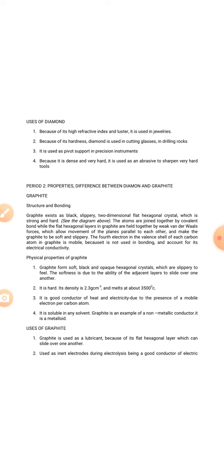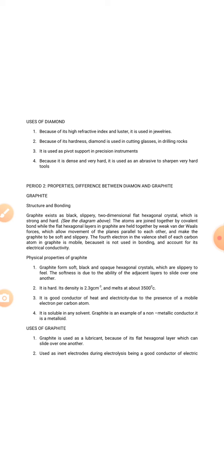Then number 2, it is hard. Number 3, it is a good conductor of heat and electricity due to the presence of a mobile electron per carbon atom. Now, in diamond, there is no mobile electron. But in graphite, there is a mobile electron, just one. And because of that mobile electron, graphite can conduct electricity. Graphite is soluble in any solvent. So that's that about graphite.